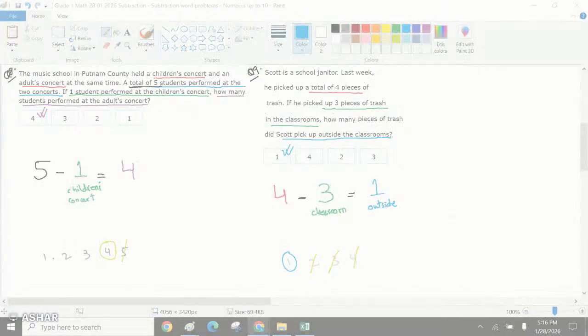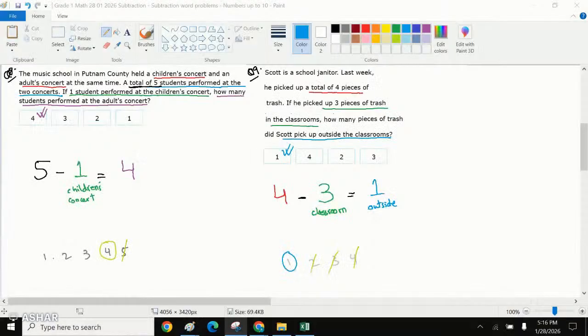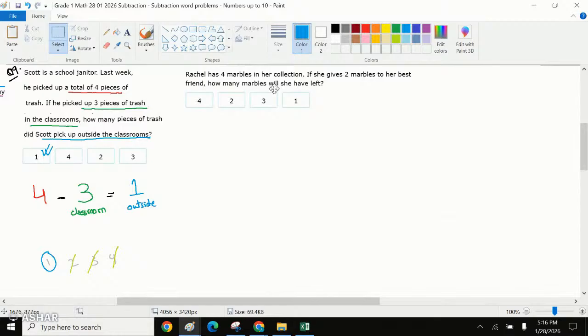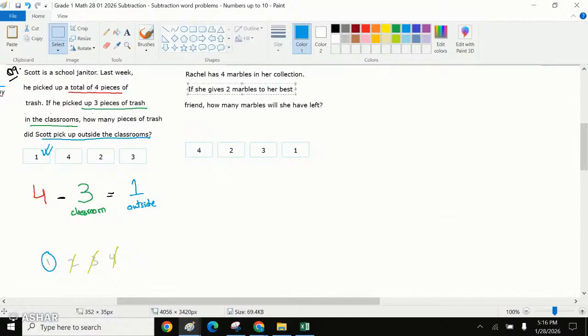Rachel has 4 marbles in her collection. If she gives 2 to her friend, Rachel owns 4 marbles, right? If she gives away 2 to her friends, how many would she be left with? That's our question number 10.